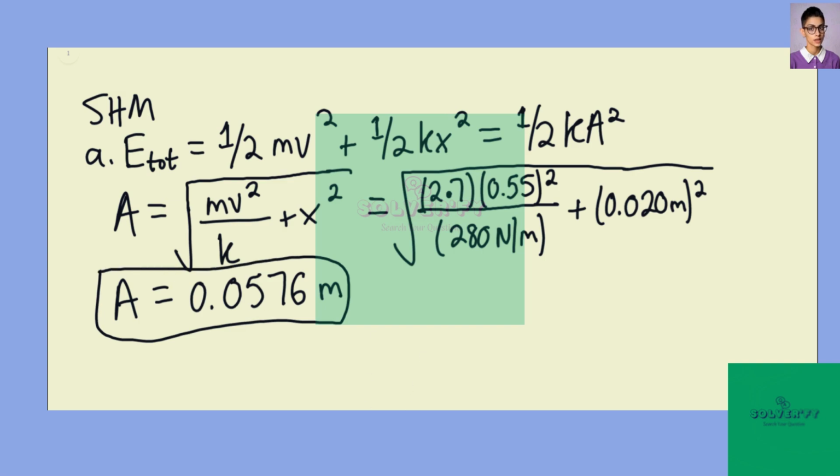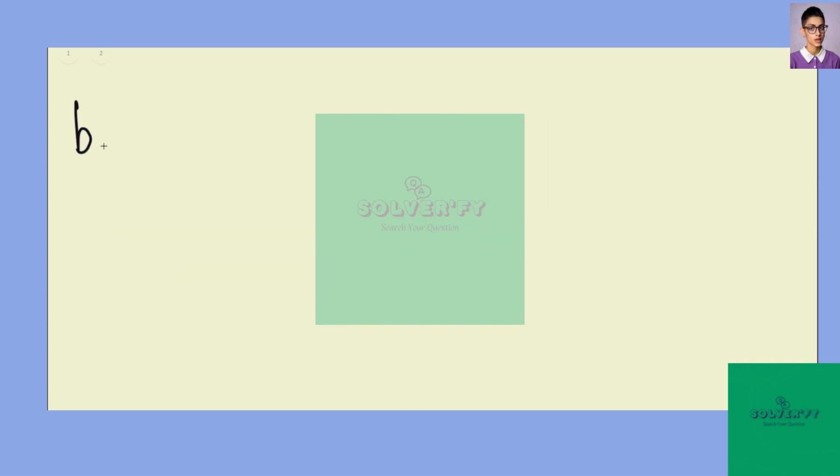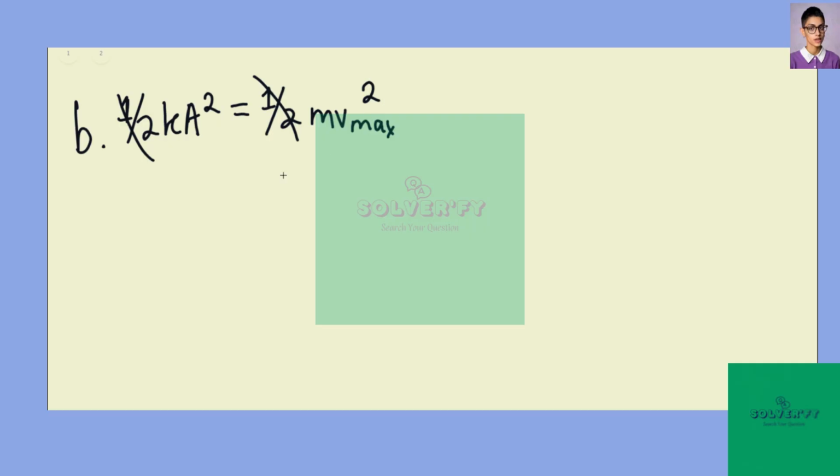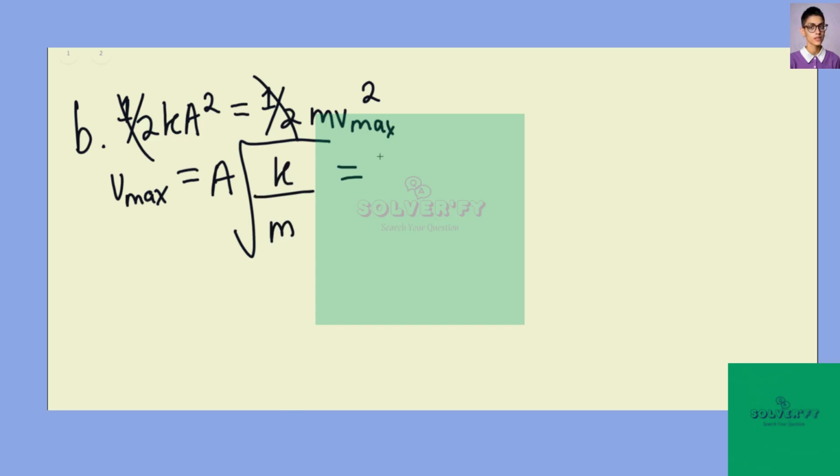Now for part B, we're trying to find the maximum velocity. So we can say that 1/2 ka squared is going to be equal to 1/2 m v max squared. And we simply solve for v. So v max is going to be equal to the amplitude times the square root of k, the spring constant, divided by m, the mass.